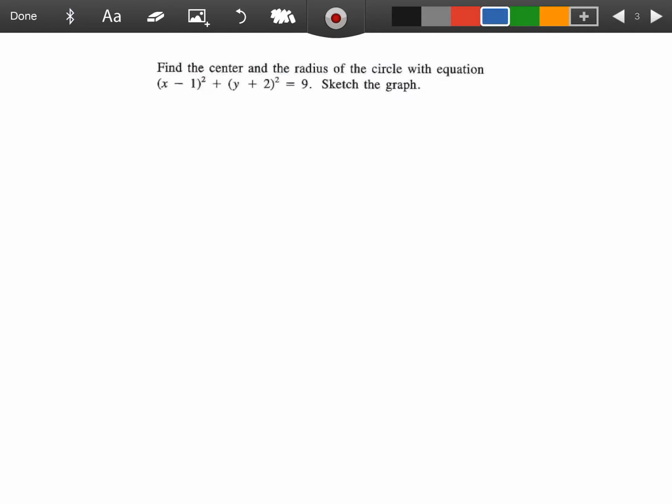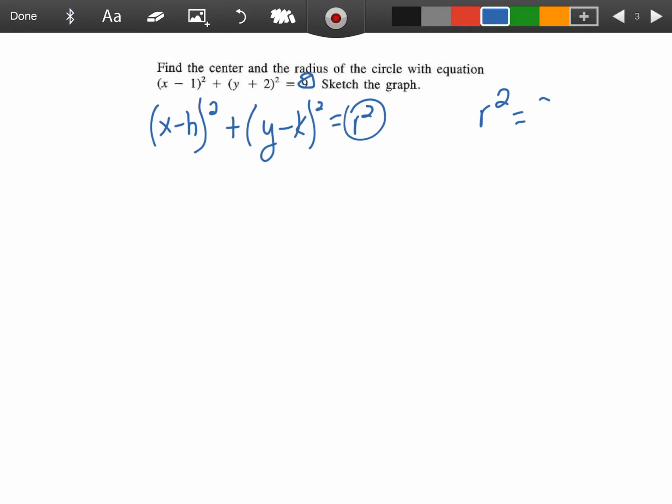Okay, so now we want to find the center and radius of the circle with the equation x minus 1 squared plus y plus 2 squared equals 9. I'm just going to start by writing our general equation. All right, this is my general equation. Well, let's start just by finding the radius. I can easily see that r squared corresponds to 9. R squared equals 9. So r is going to be equal to 3.